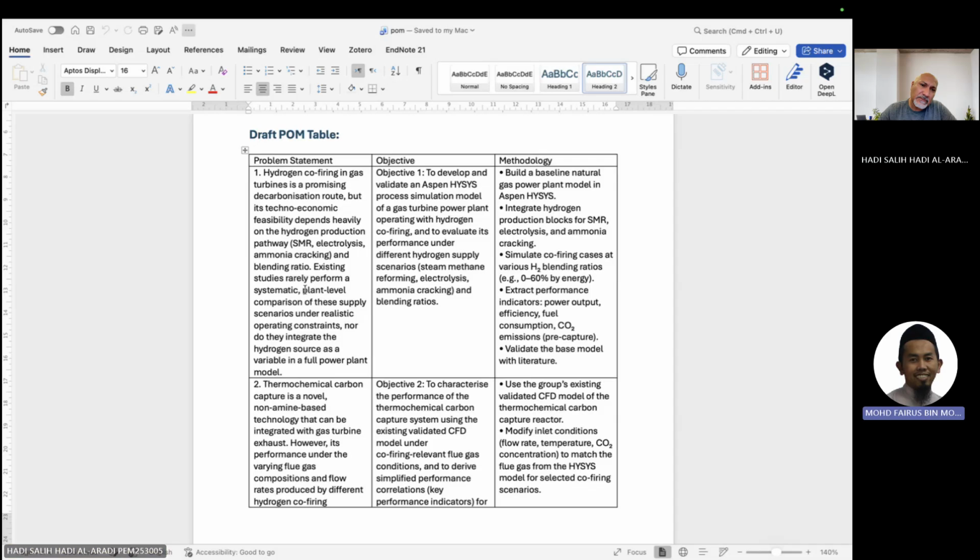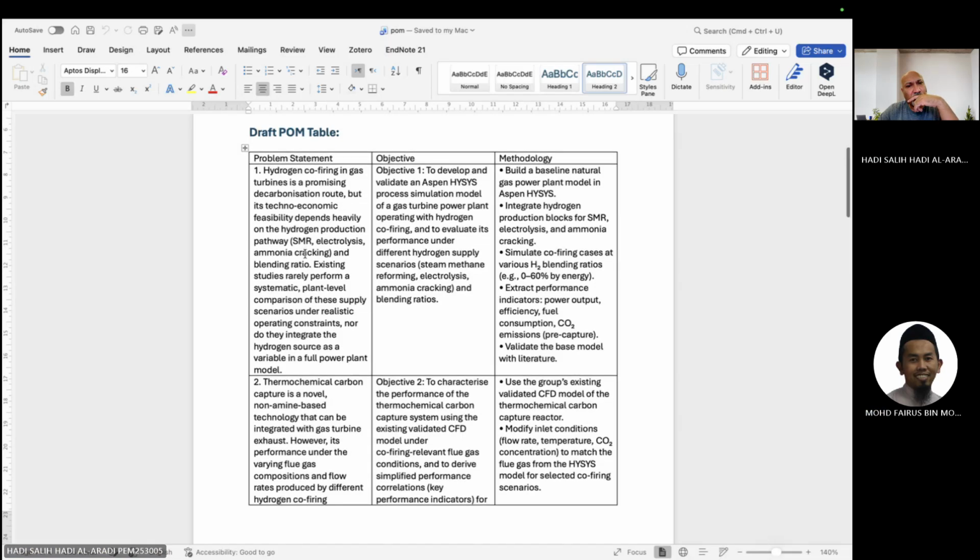But first, in the main objective, we will focus on the novel method that we propose. The novel method, I think it will be the SMR as a prediction for the hydrogen. SMR is not really novel.